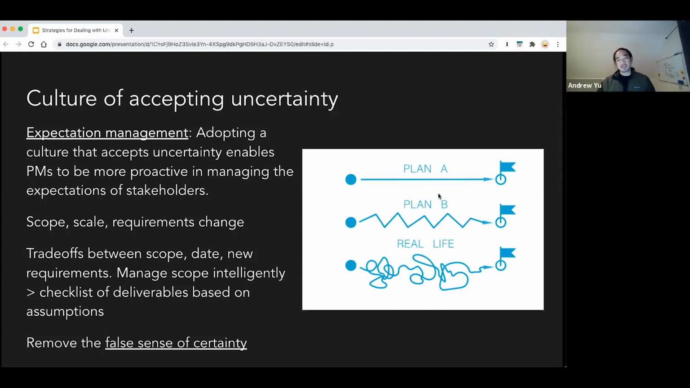So remove this false sense of certainty. Give it your best effort to provide as much certainty as you can, but try to foster a culture of accepting uncertainty on your team.